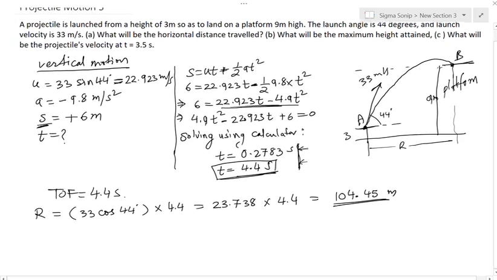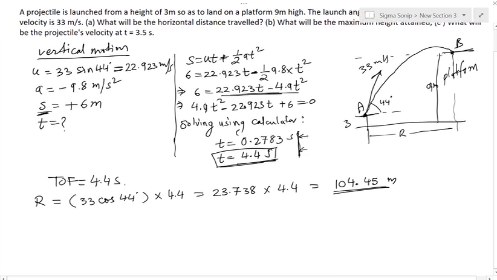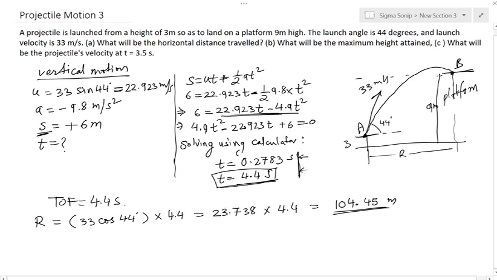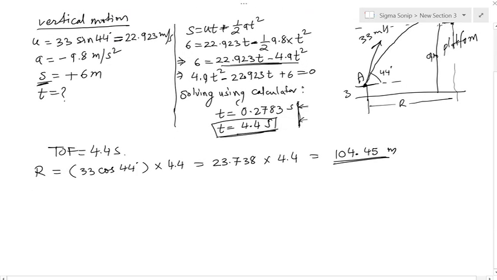Part B of the question is asking us to find the maximum height attained. So obviously maximum height attained means we are looking at vertical motion again. So let's again write here, this is my part B. I would suggest that you write that again, it doesn't take long, just list the quantities, because if you list the quantities you will get an idea about which equation to use.